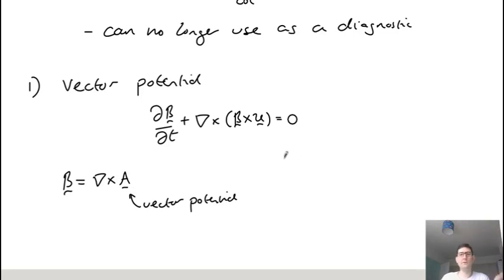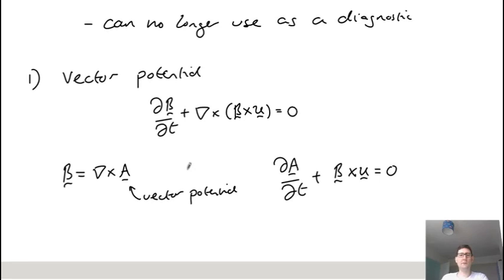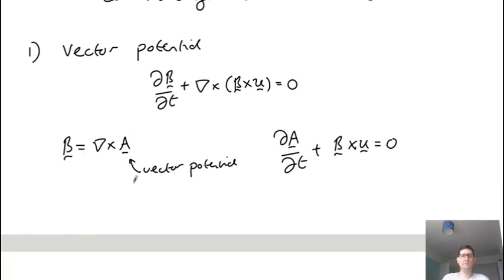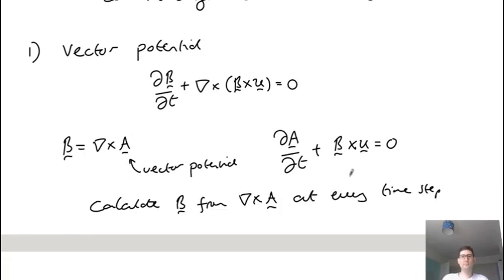And so now we evolve the equation for A, and then at every time step we calculate B. So we have dA/dt, and B cross U is 0. So every time step we integrate A in time, and then every time step we can calculate B from the curl of A. So there are some costs to this.